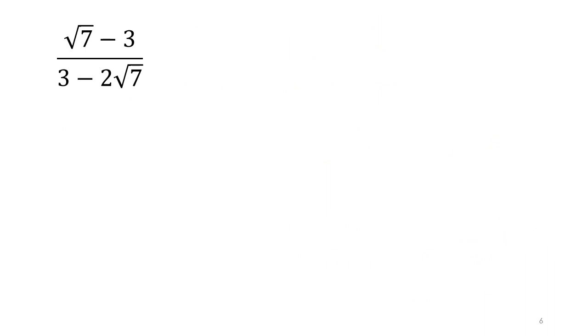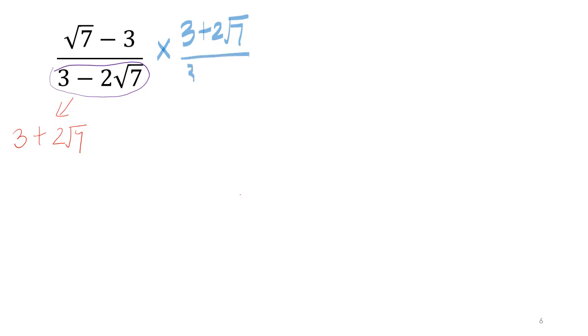Let's do a more difficult question. So first of all, let's look at the denominator, and let's write down the conjugate surd for the denominator. The conjugate surd will be 3 plus, because what you're given is a negative there, so the conjugate surd will be 3 plus 2 square root 7. Right, so we're going to multiply with 3 plus 2 square root 7 over 3 plus 2 square root 7. Right, so this is what you will get.